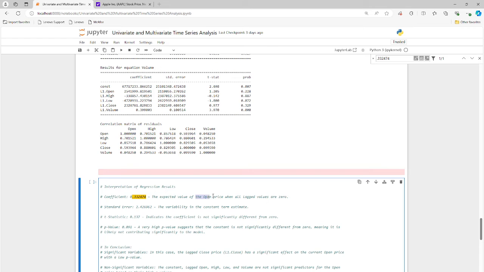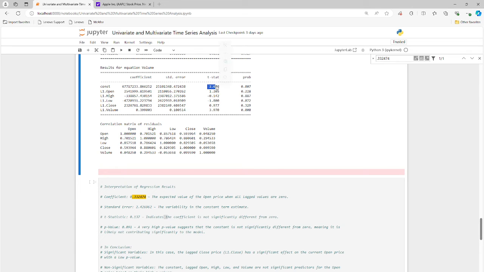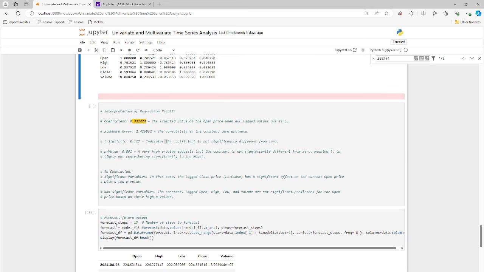And all are lagged. All lagged values are 0. The standard error shows the variability and the constant estimate. The t-statistic shows a significant difference from 0. So again, anything t-statistic that has 1.96 or greater, or negative 1.96 or lower, that will be significant. So this will be significant, and this will be significant for volume, and none of the others are, right? It has to be 1.96 or greater, or negative 1.96 or lower, okay? So conclusion here, the variables are lagged. That's the L1, lag 1 close.